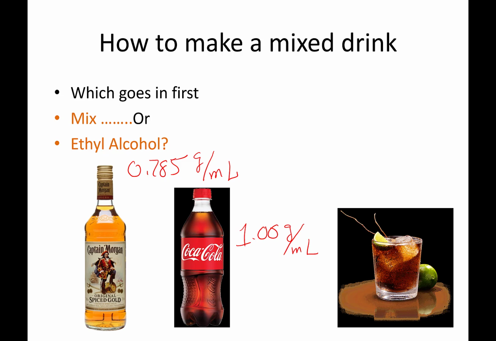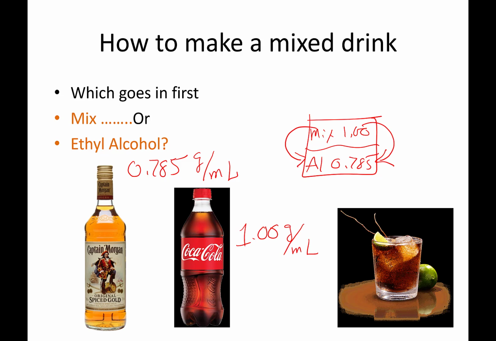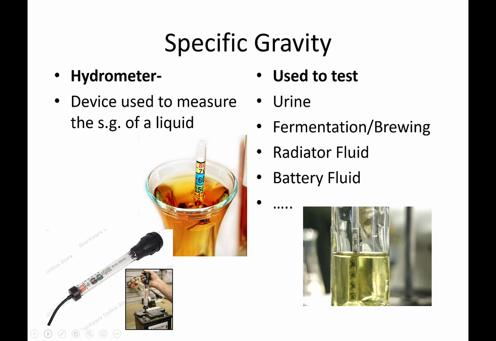Well, I would put in the alcohol first, because if you put the alcohol in first with 0.785 and then you put the mix on top with a density of 1, it will self-mix. The mix is going to go down, the alcohol is going to come up, and it will self-mix. You won't have to mix your own drink. And that's kind of nice.